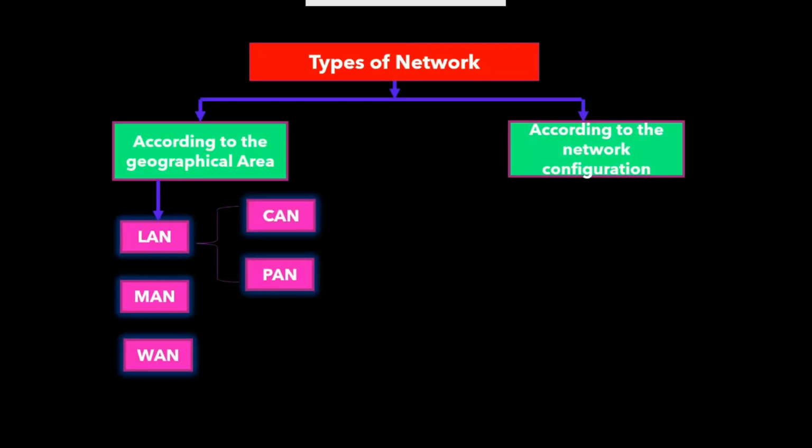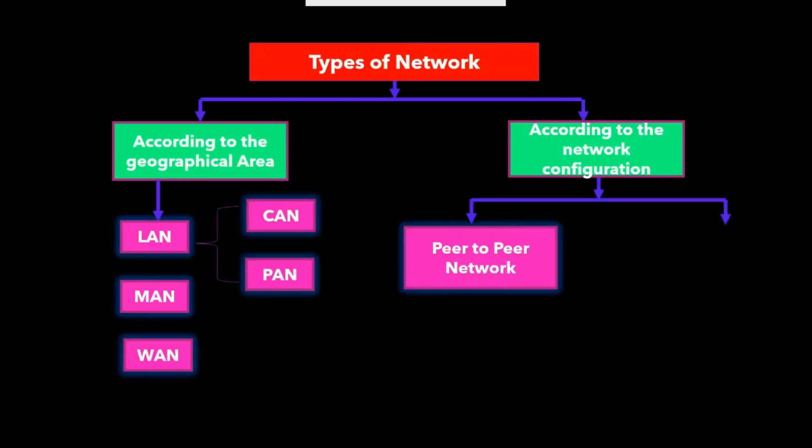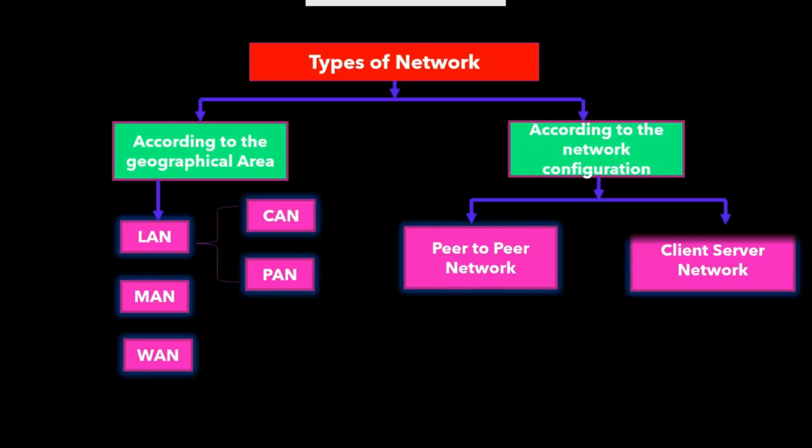If we categorize according to the network configuration, we have two types. Number one is peer-to-peer network. Number two is client server network. Right? We have two types. Now let's look firstly at the LAN.